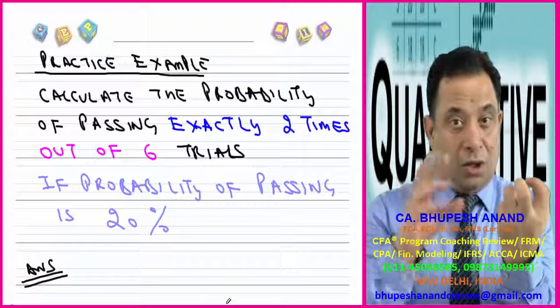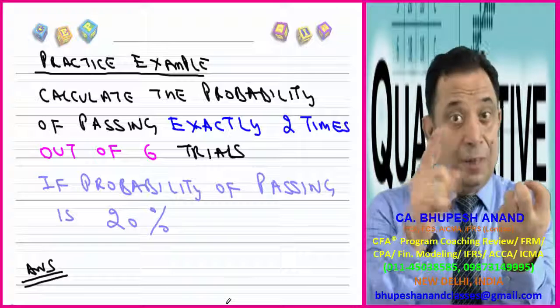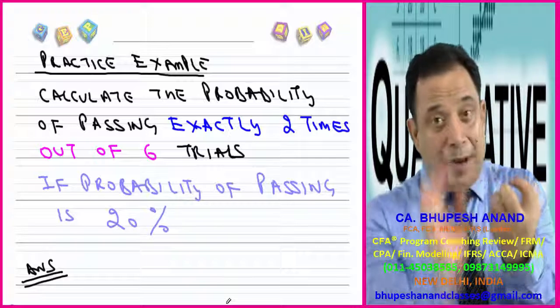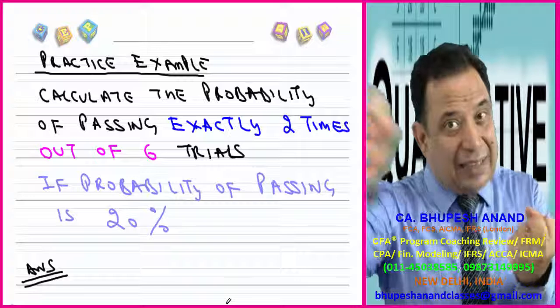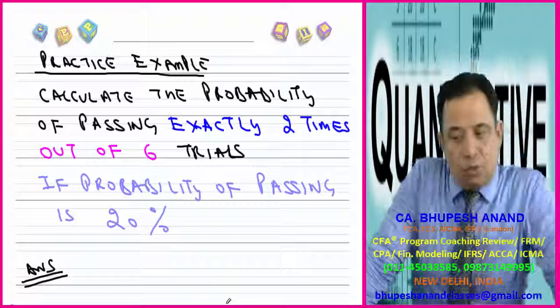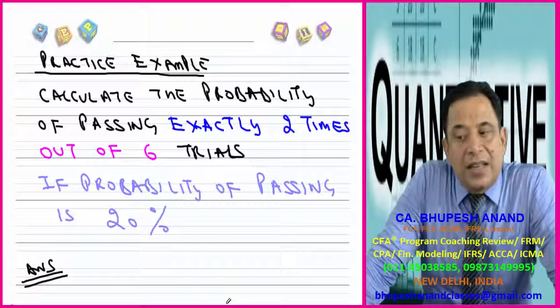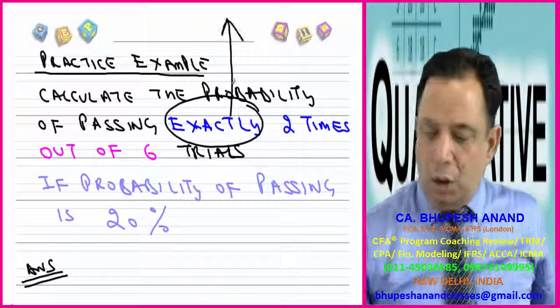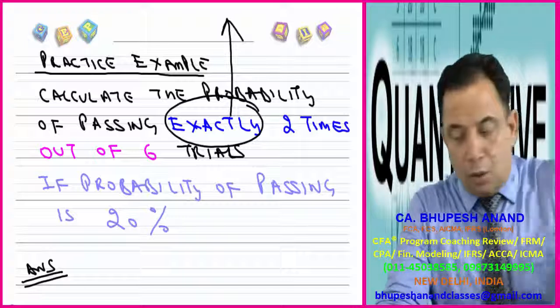Bernoulli distribution is possible only if binomial exists, because Bernoulli is a part of binomial, but in Bernoulli we are concerned with the exact number. So just see the example. The probability of passing exactly 2, again the word exactly is mentioned, out of 6 trials. It means I have to use the Bernoulli distribution.